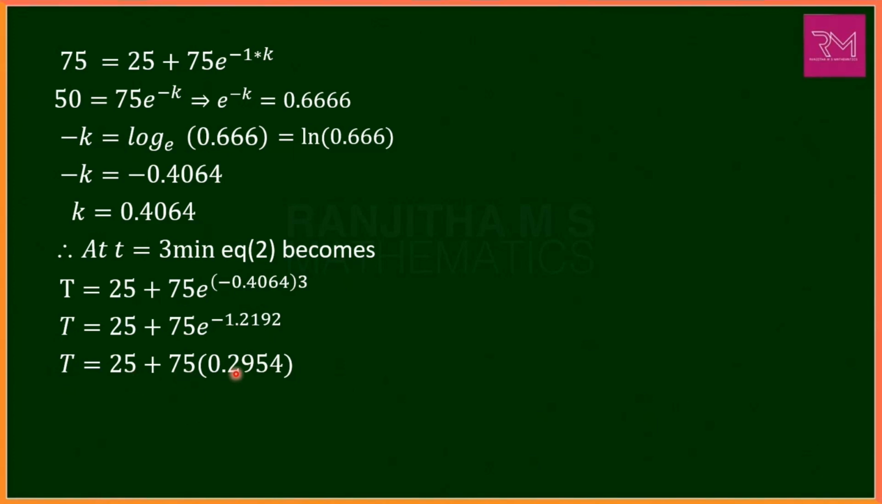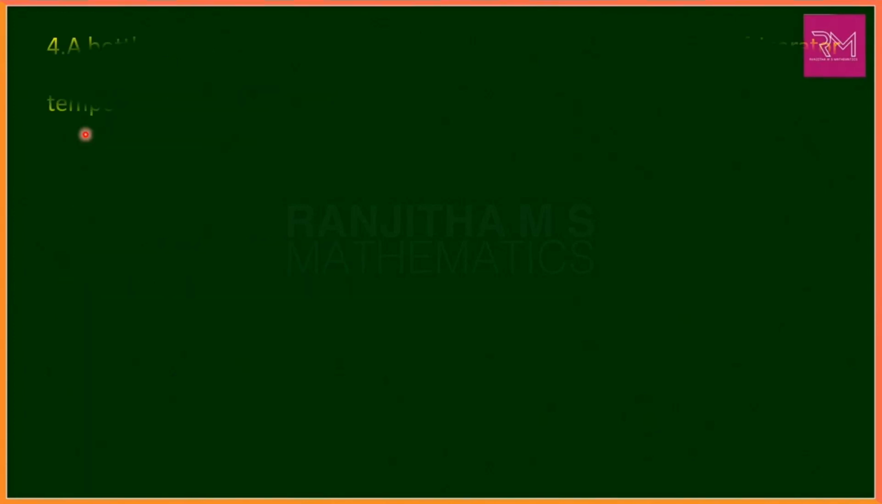Next, multiply 0.2954 by 75, and T is equal to 25 plus this value, which becomes 22.159. Adding these two values, we get the temperature of the body as 47.16 degrees Celsius. This is the temperature of the body at t equal to 3 minutes. This completes the problem. Let us move on to another problem.